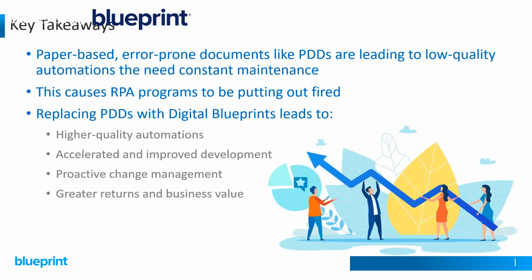They're accelerated and improved development because of the rich context in each digital blueprint and their ability to be automatically exported into your RPA technology, giving those developers all the accuracy and context that they need right at their fingertips. There's increased value throughout the bot lifecycle and with proactive change management. And this is possible with Blueprint's instant impact analysis that I showed you. It's allowing you to predict the impact of a change and with the precision and immediate coordination to prevent that from happening. And last but not least, there's greater returns from your automation programs and more business value delivered due to less outages, accelerated design, and ultimately higher quality automations.